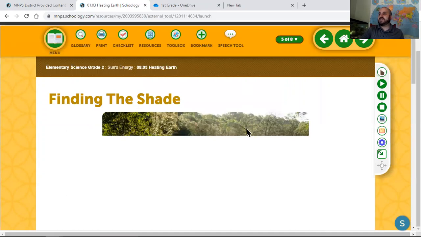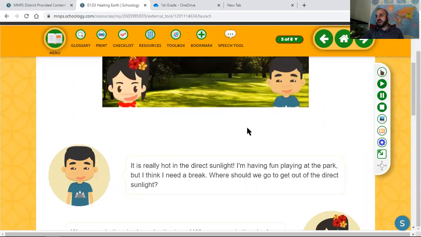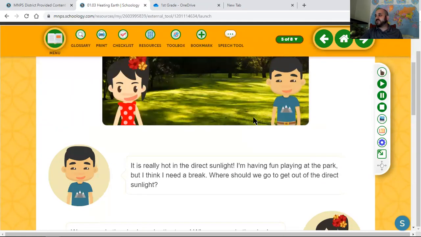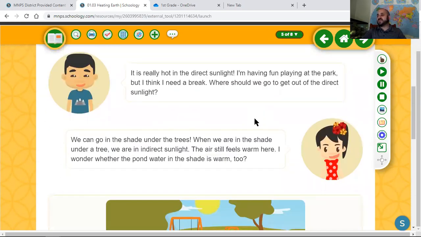Finding the shade. We'll let that picture load. There we go. It is really hot in direct sunlight. I'm having fun playing at the park, but I think I need a break. Where should we go to get out of the direct sunlight? We can go in the shade under trees.